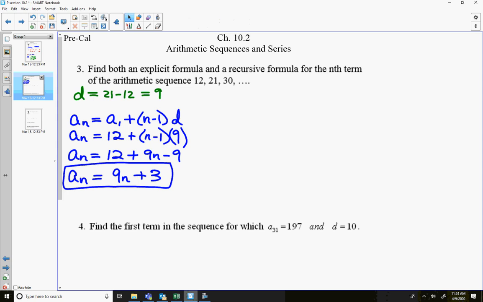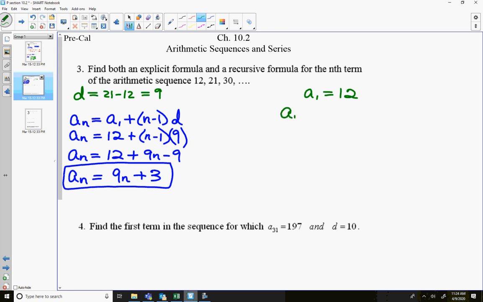Now, recursive, okay, this goes back a lesson or two, talking about your recursive formulas. First off, for recursive, you've got to have something that you're starting with. So in this case, what we're starting with is our first term. First term is 12. And this is pretty straightforward. Now, generally speaking, how do we get the next term?